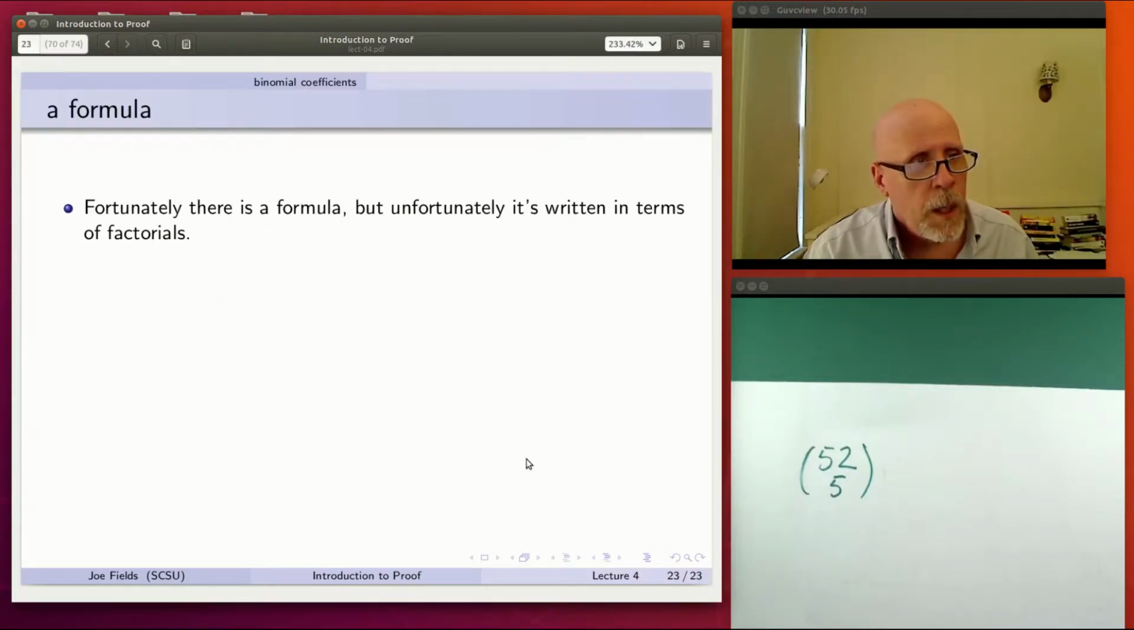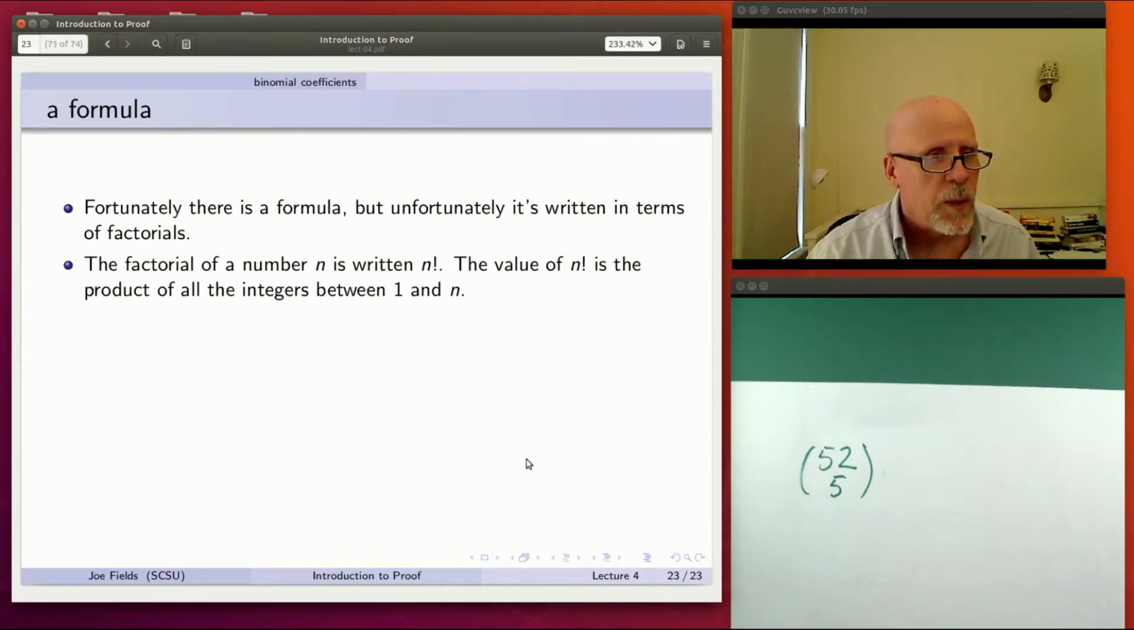Okay, so fortunately there's a formula. We don't have to write out 52 rows of Pascal's triangle to find out what this number is. But we do need to know about factorials before we can do that. I suspect many of you will know this, but in case you don't, you write an exclamation point after a number to mean the factorial of it.